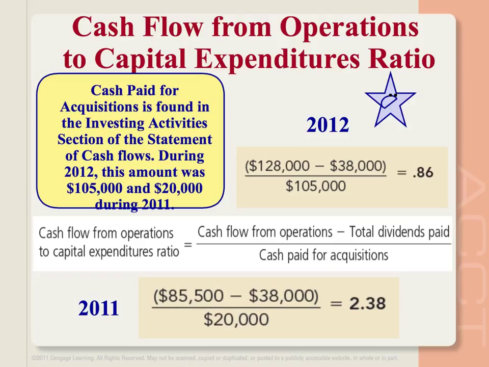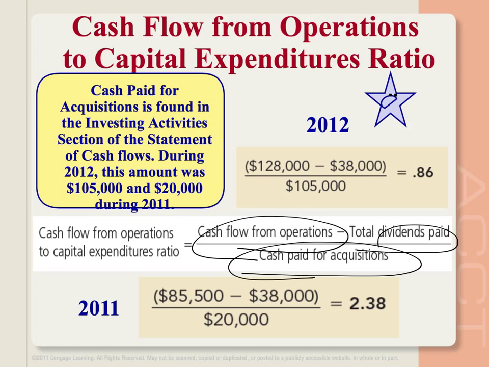And so this is really good when you're trying to figure out how we're going to finance something and how we're going to buy something. And so you take the cash flow from operations minus dividends and then divide by the cash paid for the acquisitions. We're probably not going to use this very much. I just wanted you to know that it exists. You could be asked some questions.